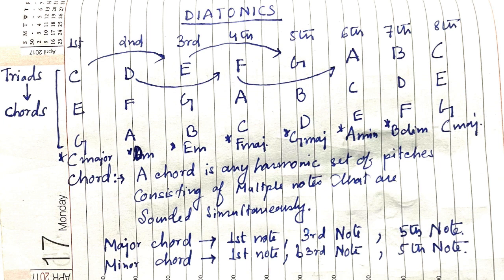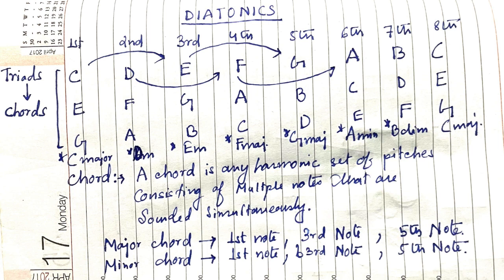How have we come to this triad? By skipping one note from individual notes starting from C. Like from C, if we need to write the triad of C, we skip one note from C, skip the D, go to E. We have the E note. Then from E, we skip one note, go to G. That is, the F note we skip, we go to G. We have the C triad, that is C, E, G.